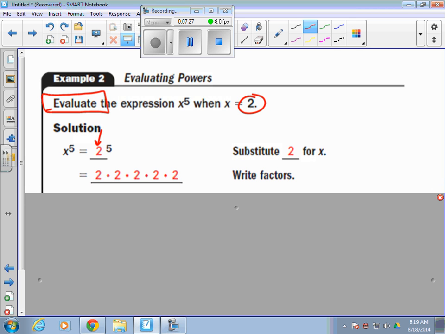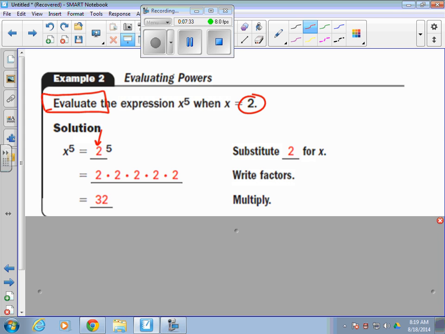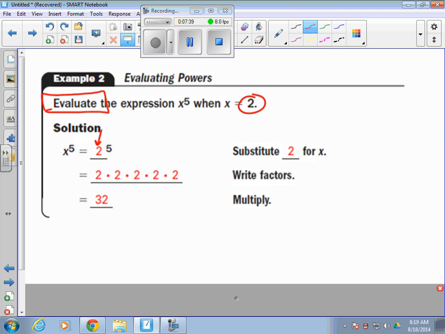That means 2 times itself 5 times. 1, 2, 3, 4, 5. That's how many there are. Then multiplying each of those by each other, we're going to get to the number 32. So that's example number 2. 2 times itself 5 times is 32.